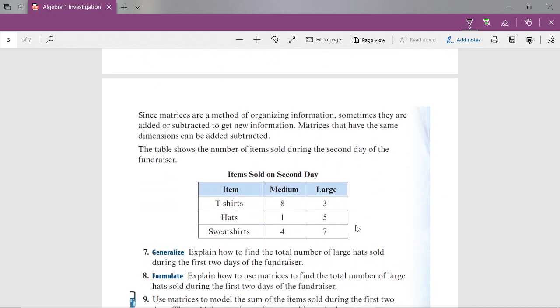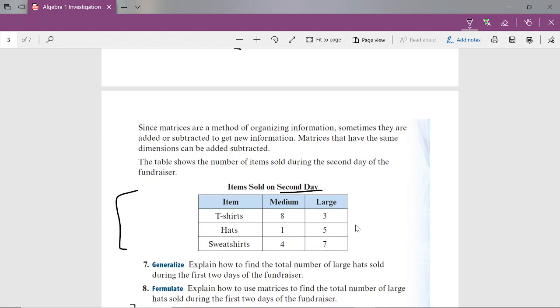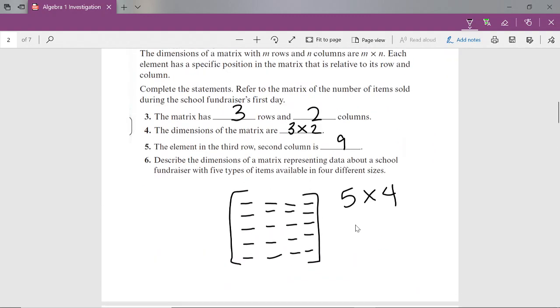All right, since matrices are a method of organizing information, sometimes they are added or subtracted to get new information. Matrices that have the same dimensions can be added or subtracted. They have to have the same dimensions in order to be added or subtracted. So the table shows the number of items sold during the second day. Let me just rewrite down here the first day because it sounds like we're about to use it.